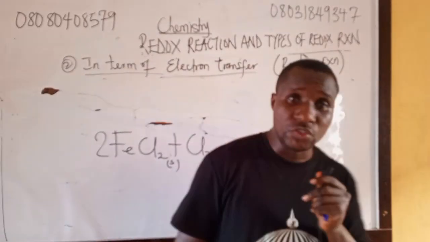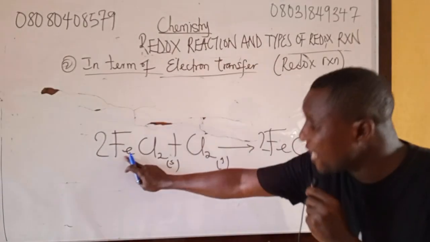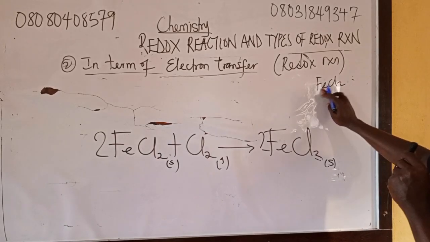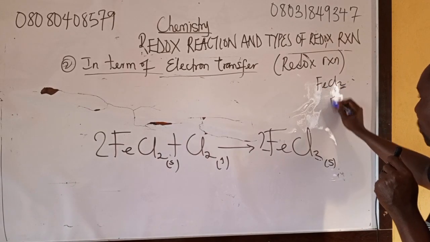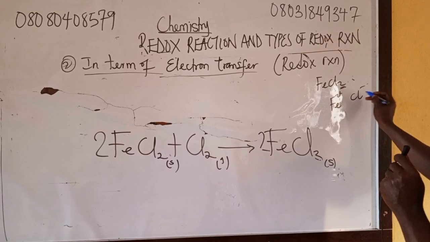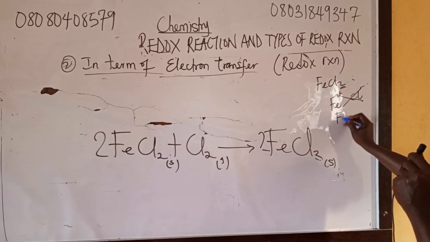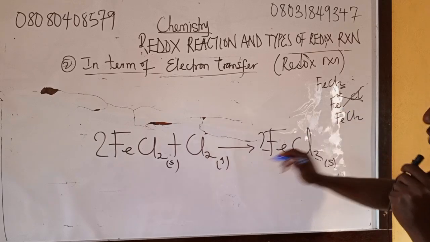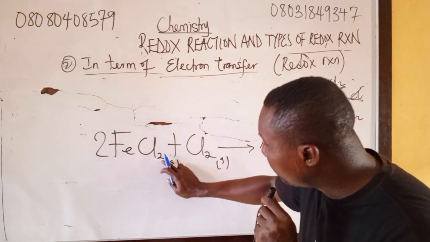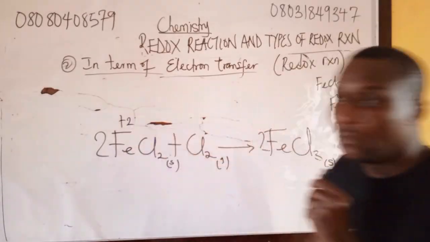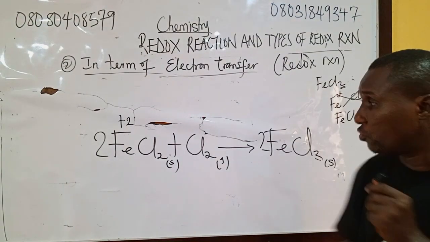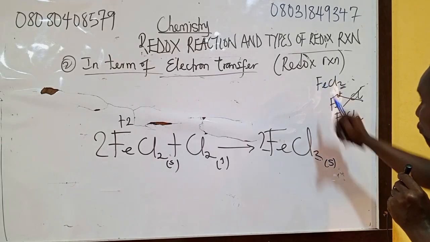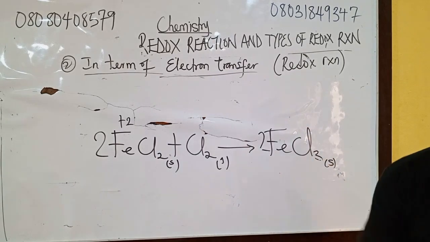Equation balanced. Let's look at this. This is iron(II) chloride. Now the oxidation number of iron is +2. The owner of these two is iron. That's why you have FeCl2. That means the oxidation number of iron is +2. Take note of that. Then look at chlorine.